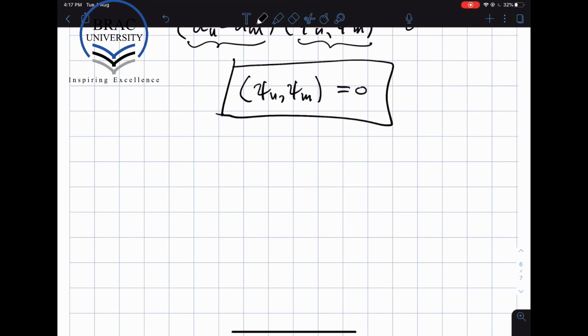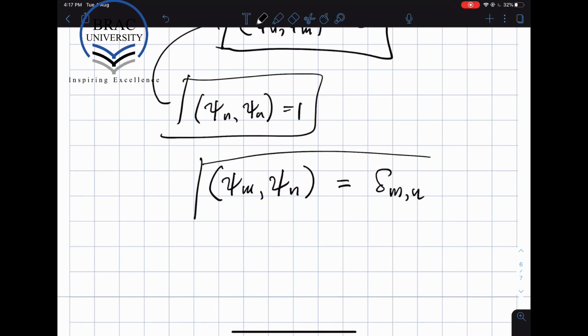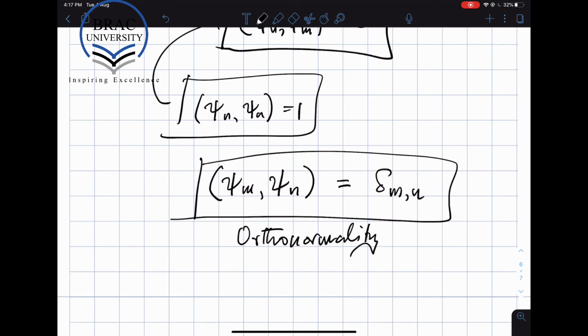So what we have shown is that eigenfunctions belonging to different eigenvalues are orthogonal. If we had normalized our eigenfunctions, then this would be true. Then we can combine these two equations into one equation, and we can write that as the inner product of psi m and psi n is given by the Kronecker delta. And this is known as the orthonormality condition.